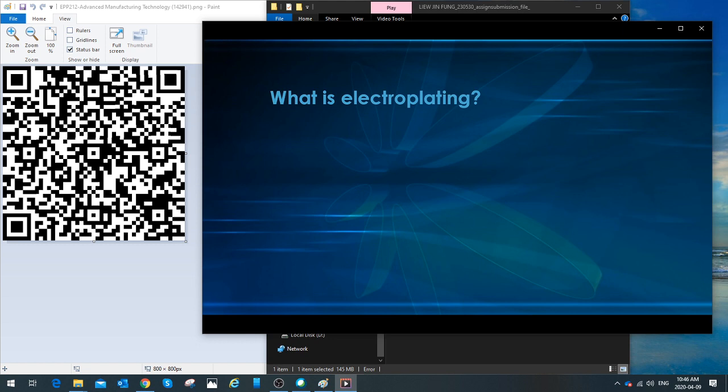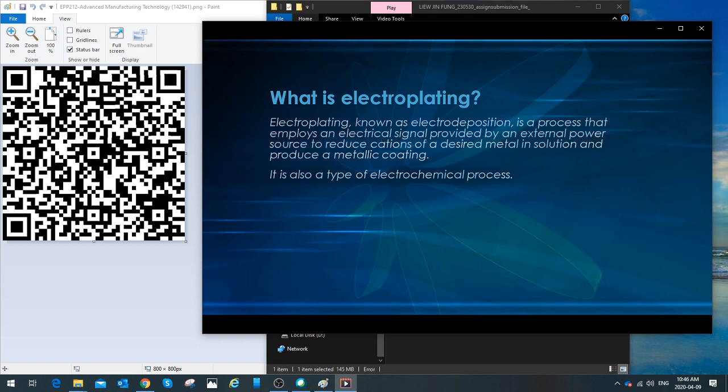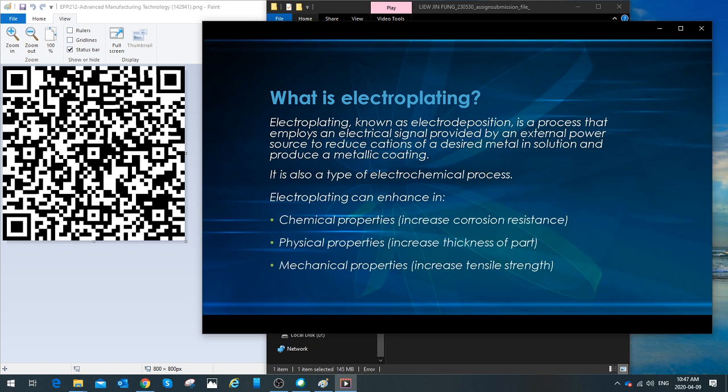So let me introduce what is electroplating. Electroplating is a process that employs an electrical signal provided by an external power source to reduce cation of a desired metal in solution and produce a metallic coating, and it is also a type of electrochemical process. Electroplating can enhance chemical, physical, and mechanical properties.